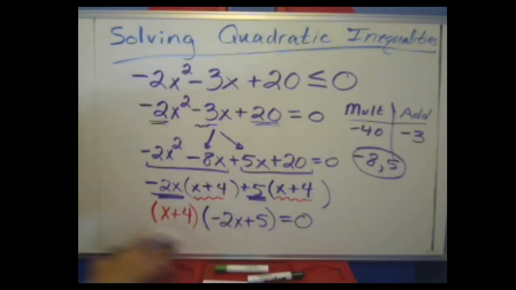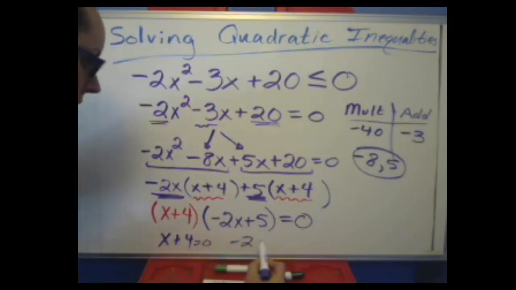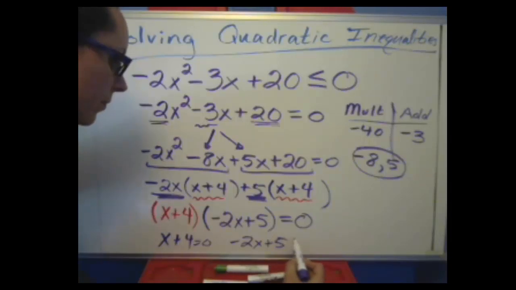So now what we can do is go ahead, because we have 0 on the right-hand side and two factors, so two pieces attached by multiplication, we are allowed to split this into two pieces, into two different equations. X plus 4 equals 0, and negative 2x plus 5 equals 0.